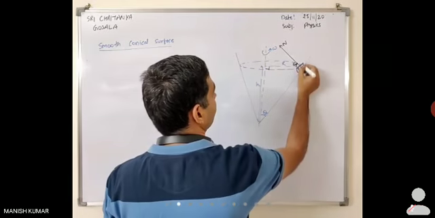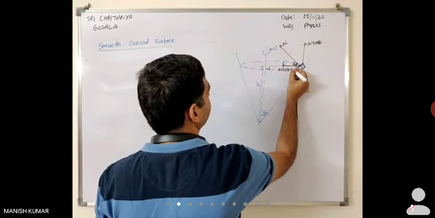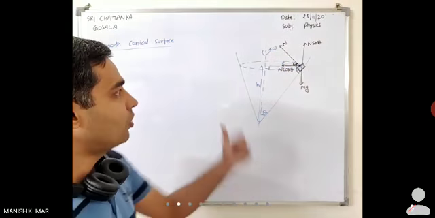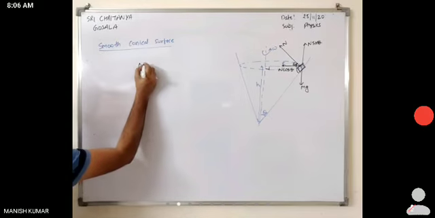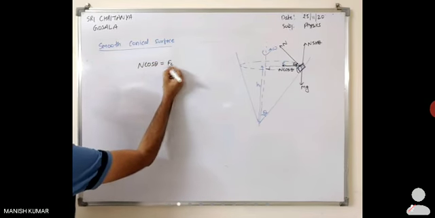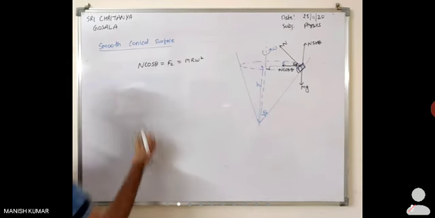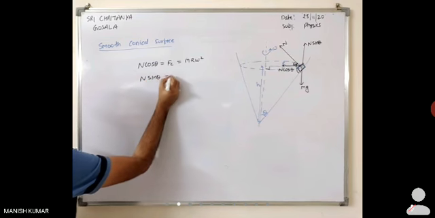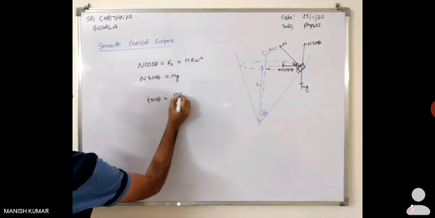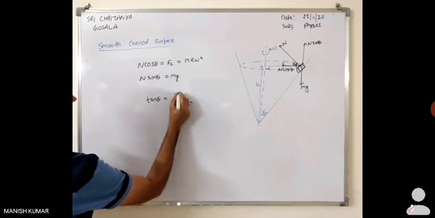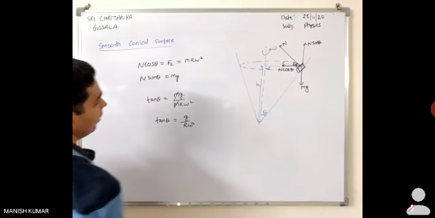So normal has two components, N sin theta and N cos theta. And N cos theta is going towards the center of the circle. That is, N cos theta is providing the centripetal force. That is nothing but m r omega square. And N sin theta is balancing the weight. If I divide these two, so tan theta is mg upon m r omega square. So tan theta is g upon r omega square.